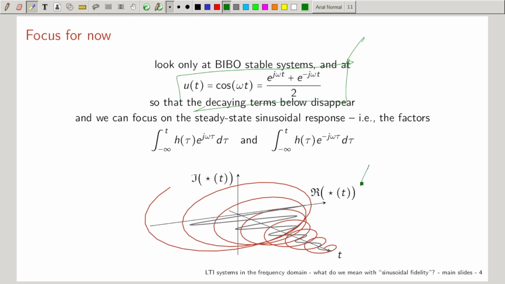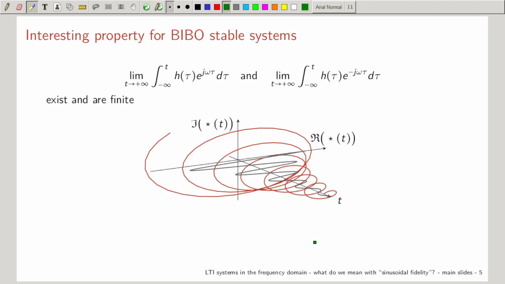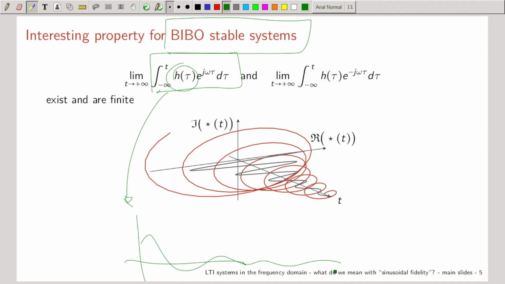What am I plotting here? Here I'm plotting the exponential and the cosine that, I think, is associated to the exponential. Let's focus on this object here. If I take a BIBO stable system, this one in time, what does it do? It goes to 0. True?